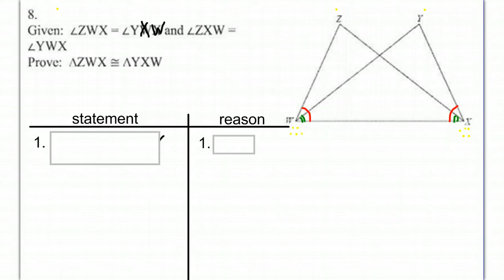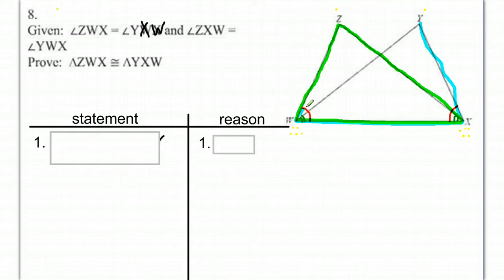The first thing we're going to want to do is really figure out exactly what these triangles are so we can see what the overlapping sides are, because it's a little bit hard to see in this diagram. So we have ZWX, we have this triangle right here. This is where multiple colors can help you a lot on paper. And our other one is YXW, and then back. So our shared side is going to be this one right down at the bottom.